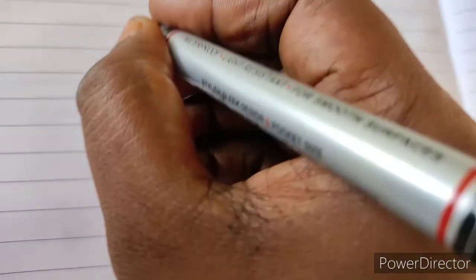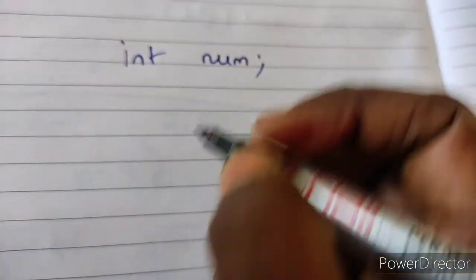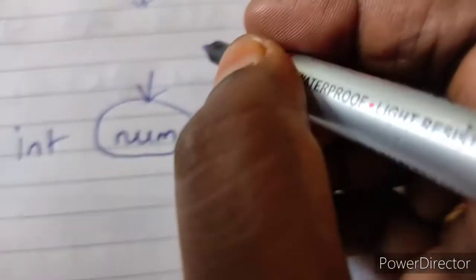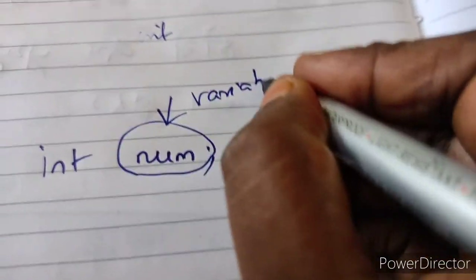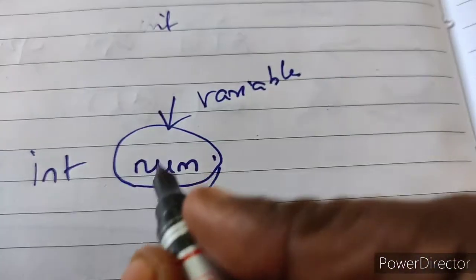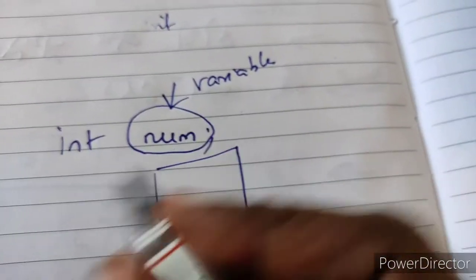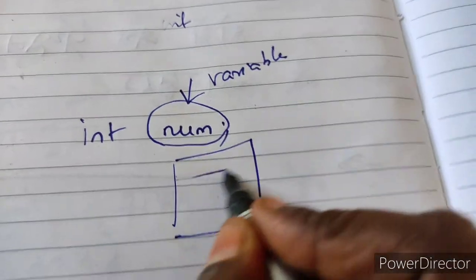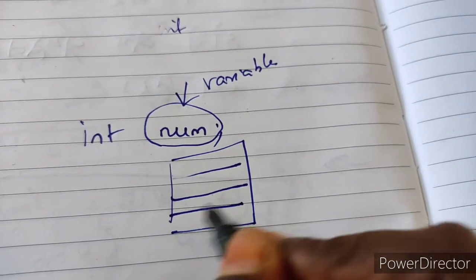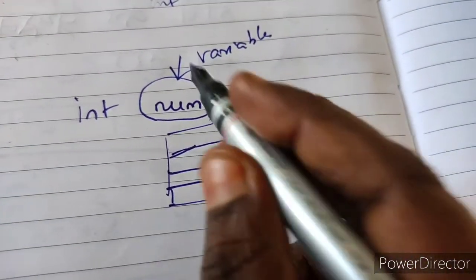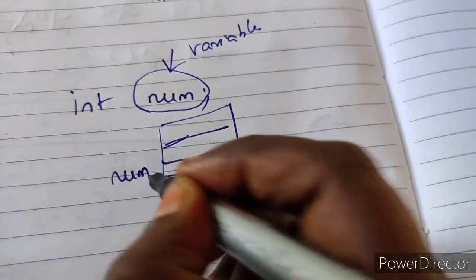Say for example, let me write int num. Num is a name that I give for a variable, so num is a variable. As I give this, a space will be allocated for this num. Since it is integer, how much space will be allocated? 4 bytes will be allocated because an integer consumes 4 bytes. So 4 spaces will be allocated for this num.